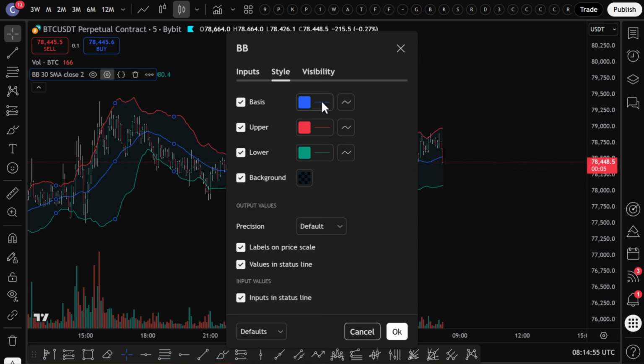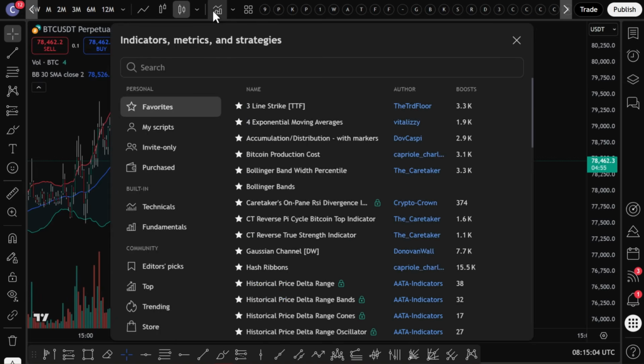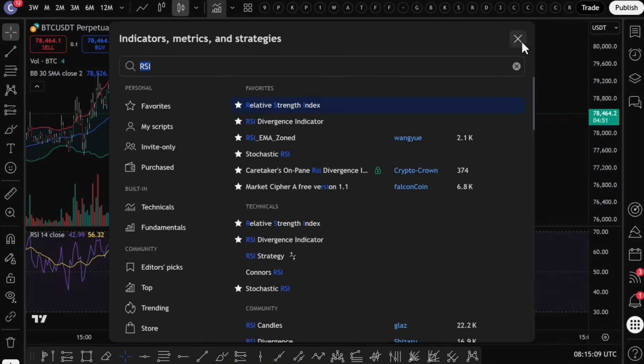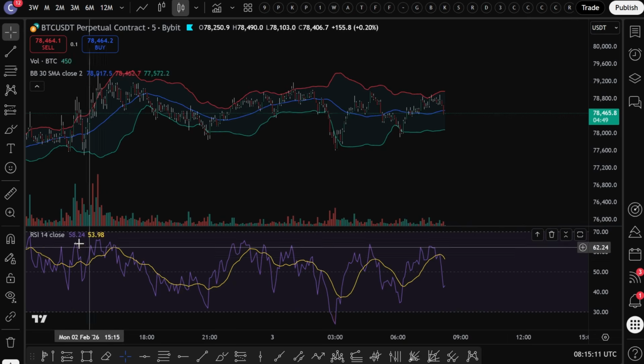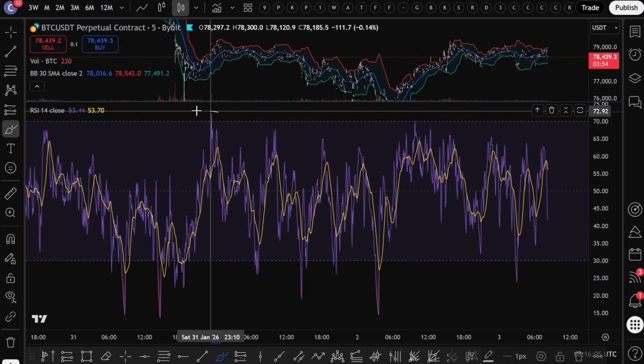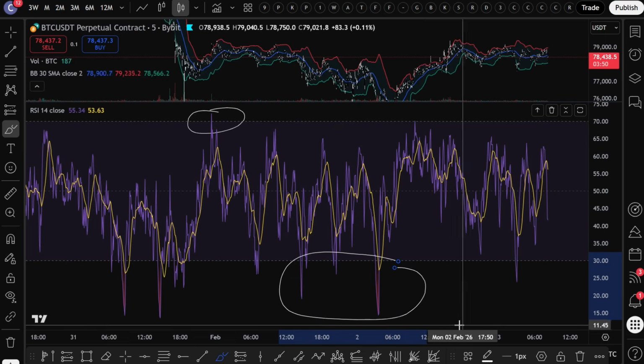Now that you have the Bollinger Band set up, it's time to add RSI, Relative Strength Index. For this, head over to Indicators again and type in RSI. Click on the top result, which should be the relative strength index. Now you should make sure that the upper band is on the number 70 and the lower band is on 30. RSI is a very helpful tool for determining if a cryptocurrency is being overbought or oversold. If it's above 70, it means it's overbought. If it's below 30, it's oversold.